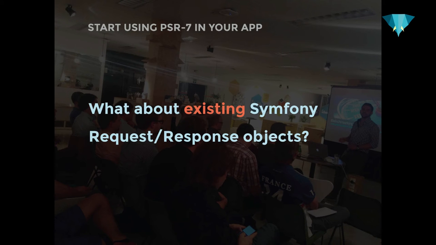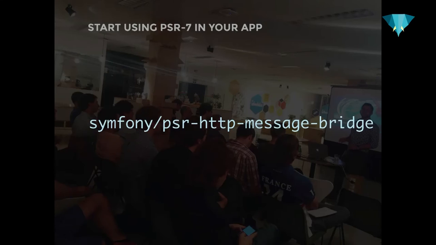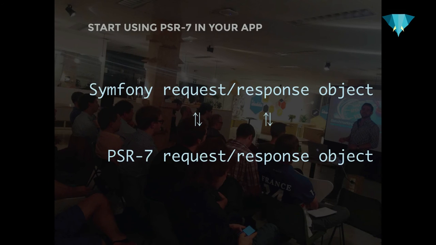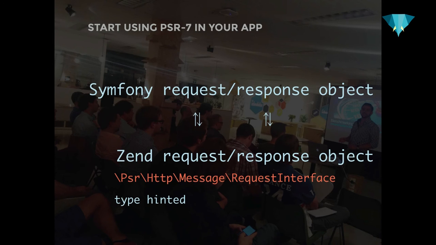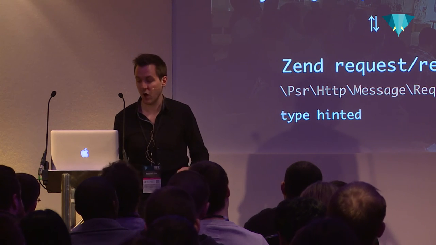Yes, of course we can. Do we have to refactor our entire application to use PSR-7 request and response objects? No, we don't. We can use this bridge package, the Symfony PSR HTTP message bridge package, which will conveniently convert your request and response objects back and forth to PSR-7 request and response objects. Super easy. In fact, it's type hinted as PSR HTTP message request interface and response interface, but actually it will return Zend's implementation. Good to know. But you can still type hint it as a PSR request interface object.